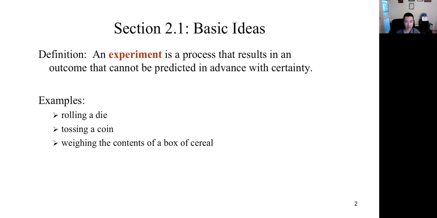Or we toss a coin. In that experiment, we have 2 possible outcomes. We could have a head or tail. So head or tail, and we have 50% chance to get either head or tail. Or we weigh the content of a box of cereal. Depending on weight, we may have a certain value.